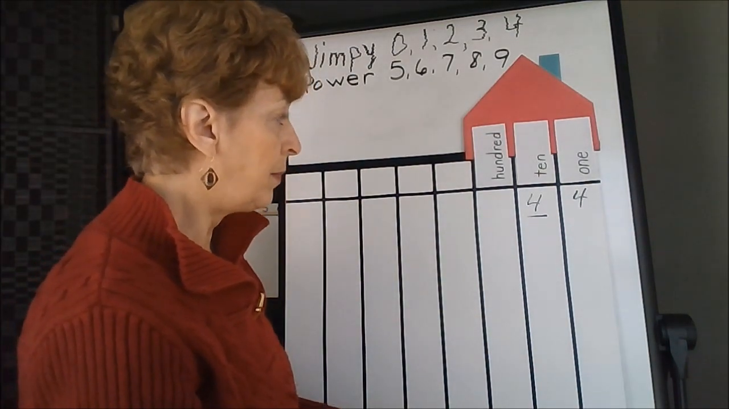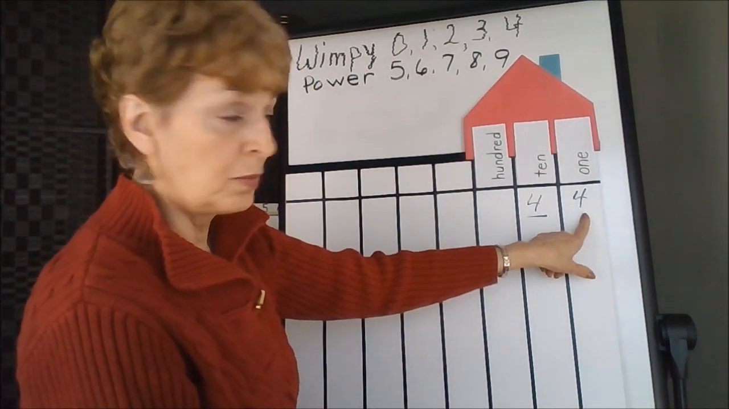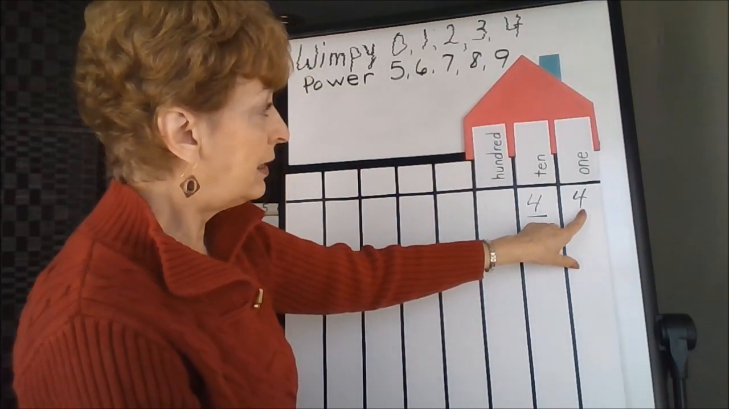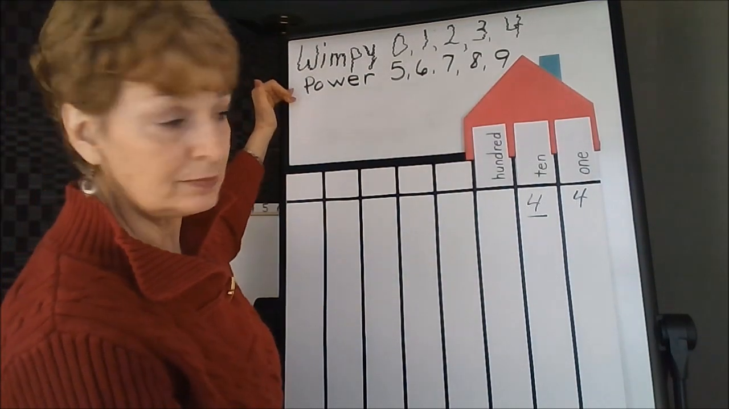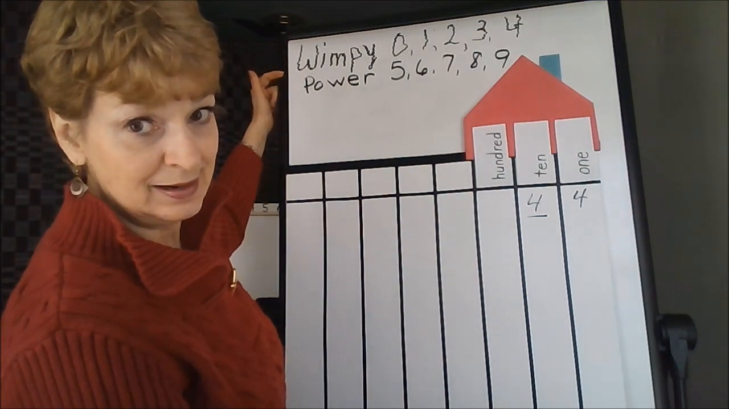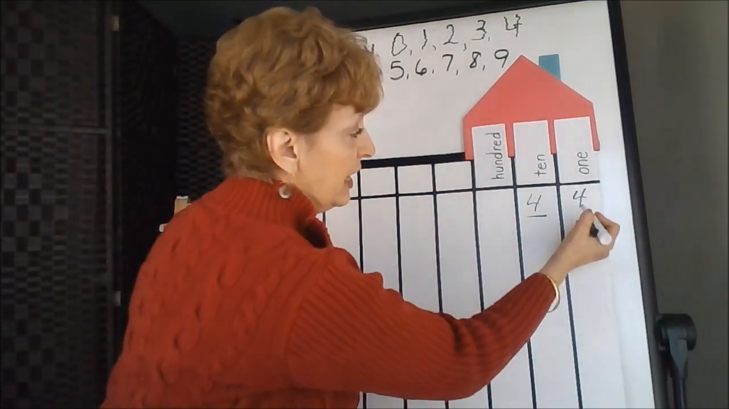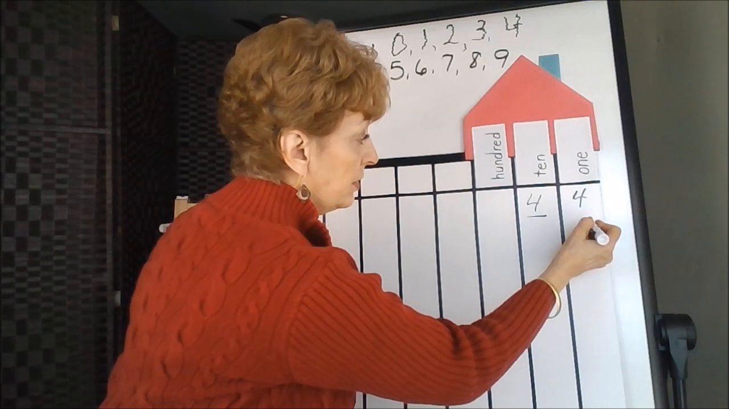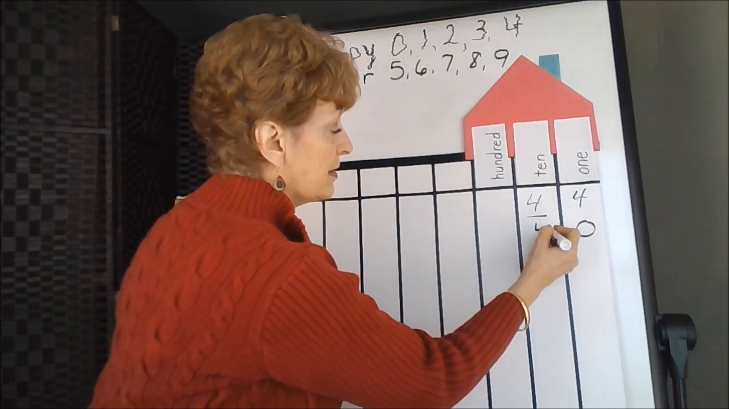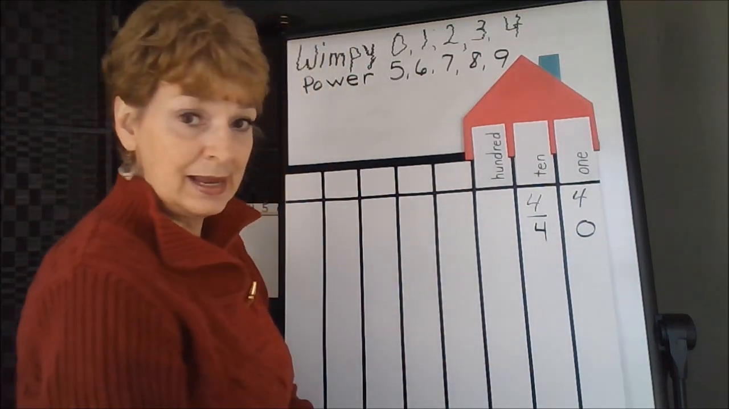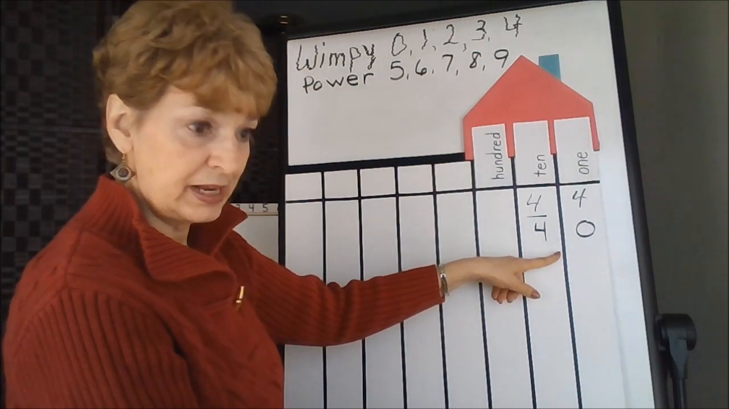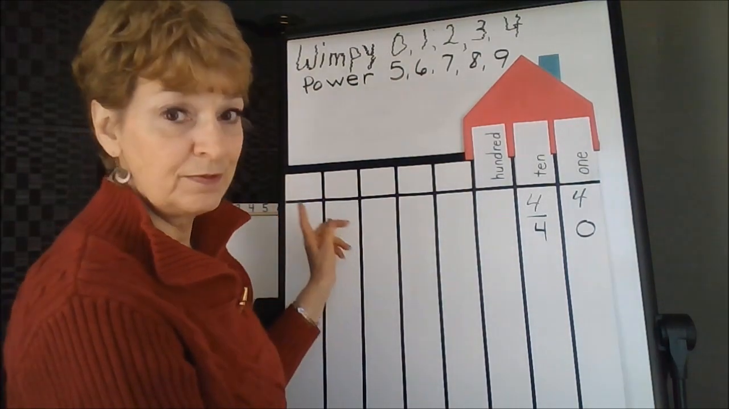And we can tell that by going to the number in the ones column this time, right next door to the right, and checking to see if it's a wimpy or a power. This 4 in the ones column is a wimpy number, which changes the 4 to a 0, and we're going to keep this 4 in the 10's column. What we're saying is, if you had a number line, 44 would be closer to the 40 than it would be to the 50.